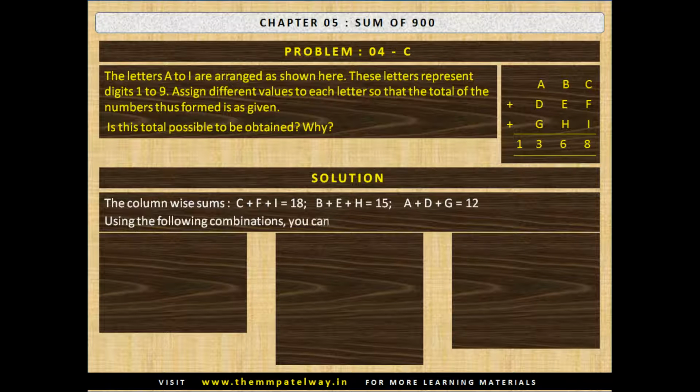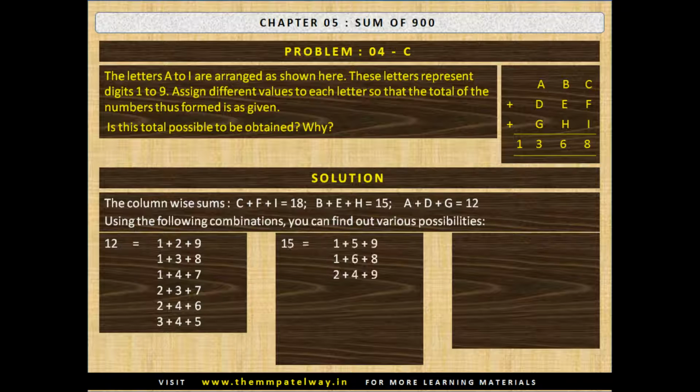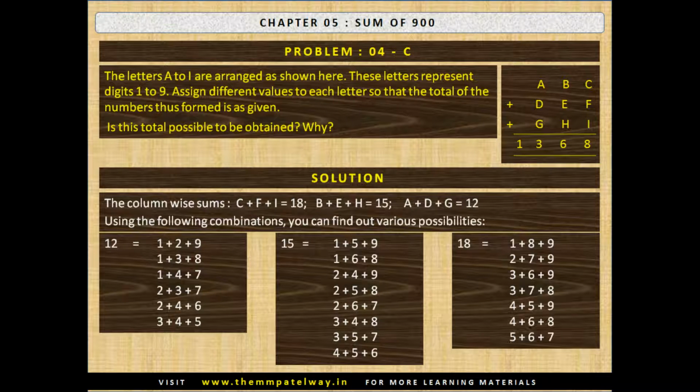Using the following combinations, you can find out various possibilities. For 12, possible combinations are given. For 15, possible combinations are given, and for 18, possible combinations are given. Out of the given combinations for 12, 15 and 18, you can choose the possibilities.